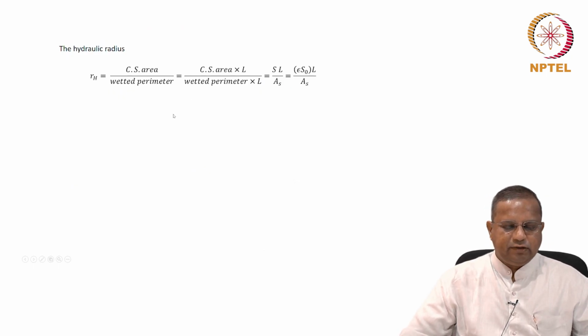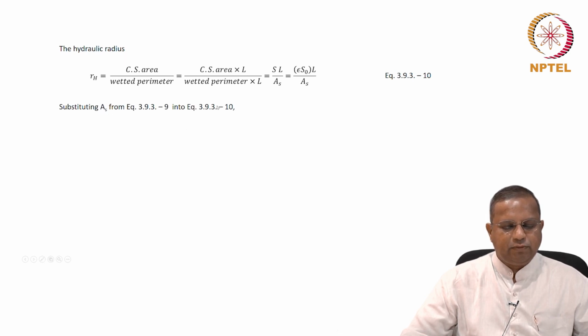The hydraulic radius is nothing but the cross-sectional area by the wetted perimeter, and if you do the manipulations, you will get epsilon naught S naught L by AS: the surface area times length by AS, the cross-sectional area times the length, divided by the surface area, that's wetted perimeter into L, and that would equal epsilon naught S naught, that is S L by AS. Equation 3.9.3-10.